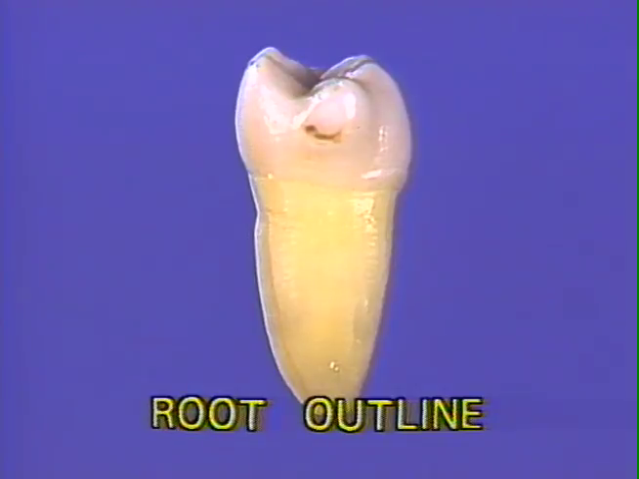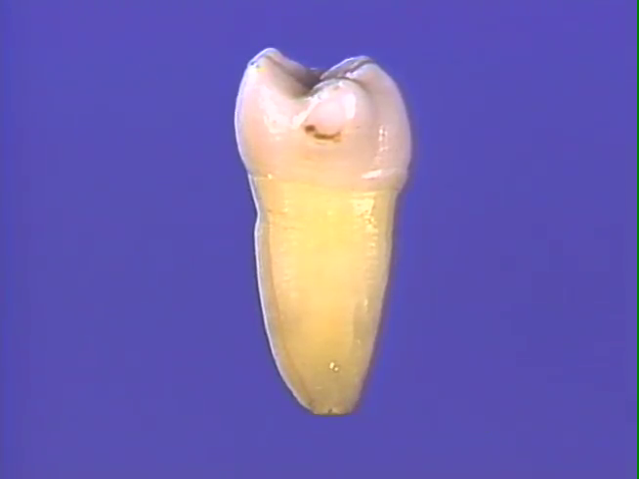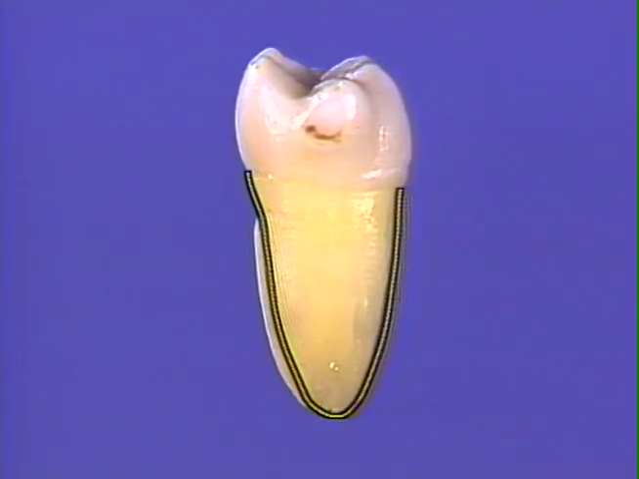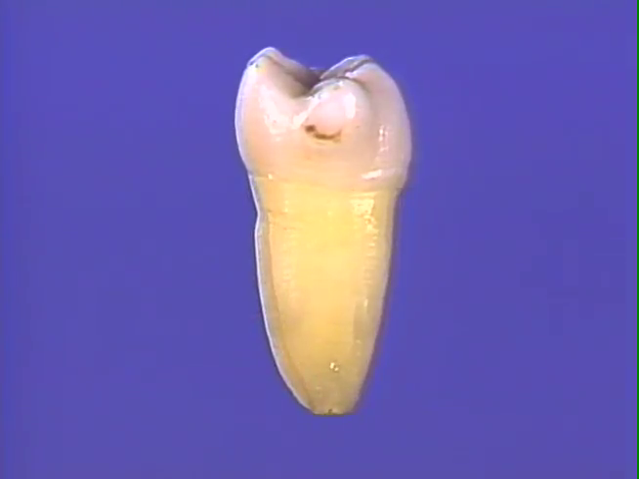The root outline. The root outline from this aspect reveals a gradual tapering to a rather blunt apex. The distal branch, being smaller and weaker, results in portions of the mesial root being visible from this aspect. The distal surface also presents a flattening or concavity.